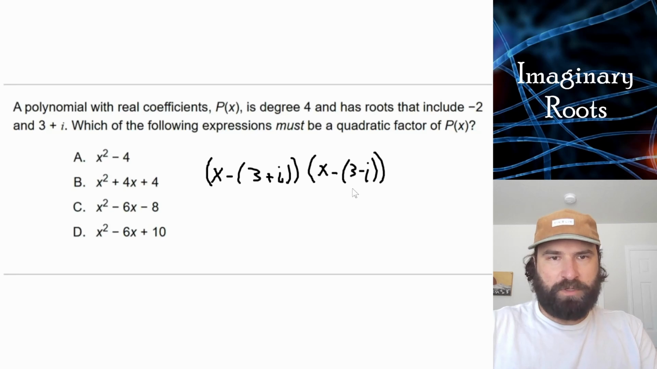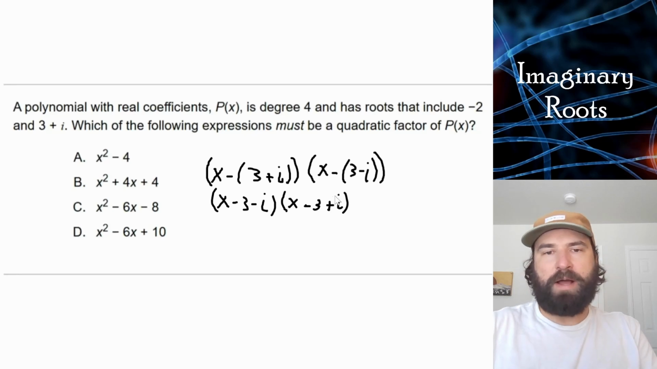So now we just want to multiply this out. I'm going to simplify what's in the parentheses a little bit first. So we have x minus 3, and I'm just going to distribute this negative through. So x minus 3 minus i times x minus 3 plus i. Now I have to use the distributive property to multiply all these things together. First thing I'm going to do is x times x. I'm going to distribute this x to each one of these things first.